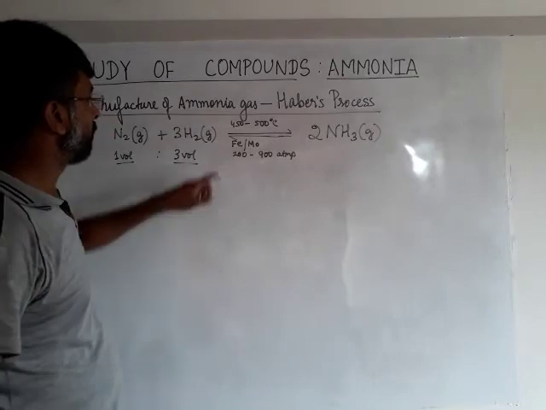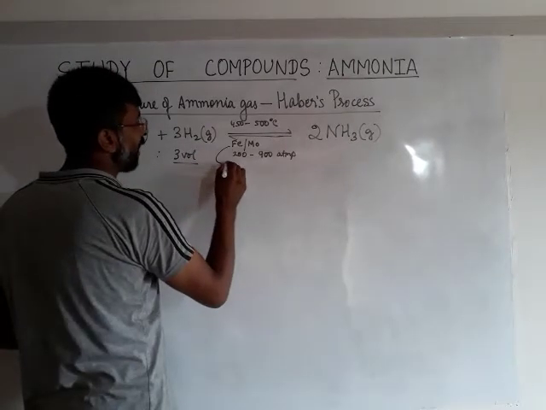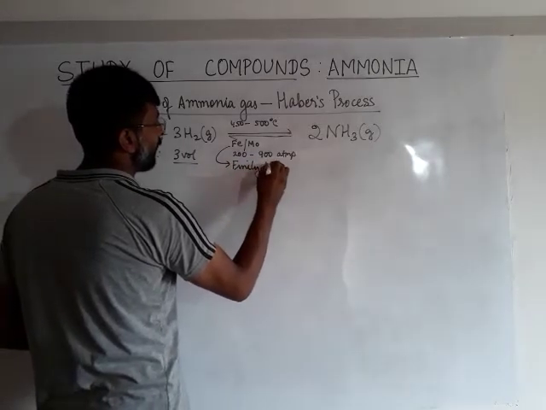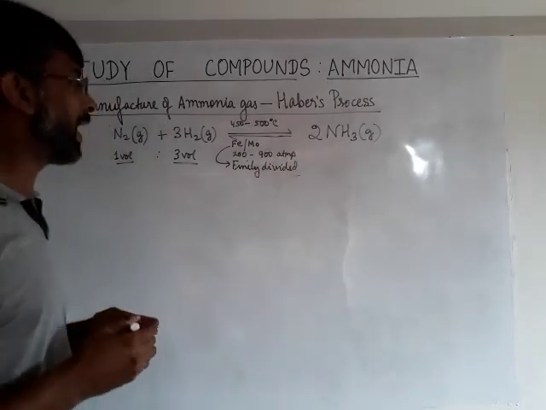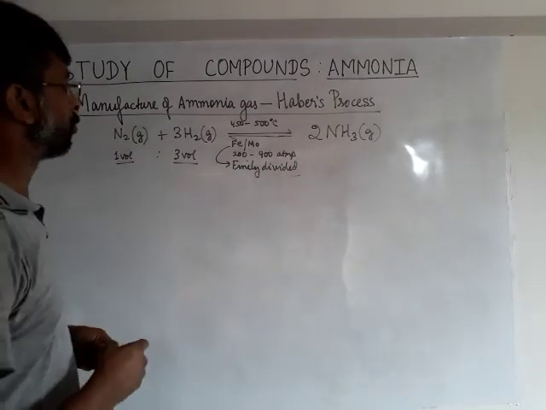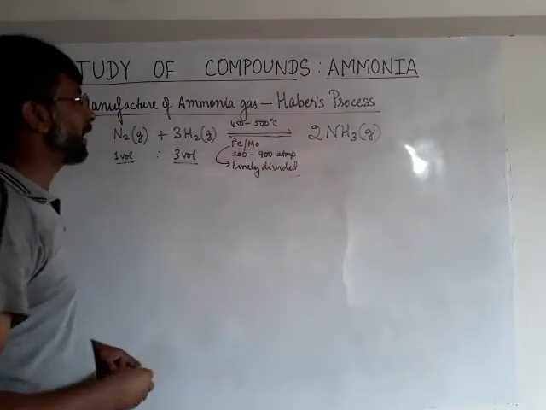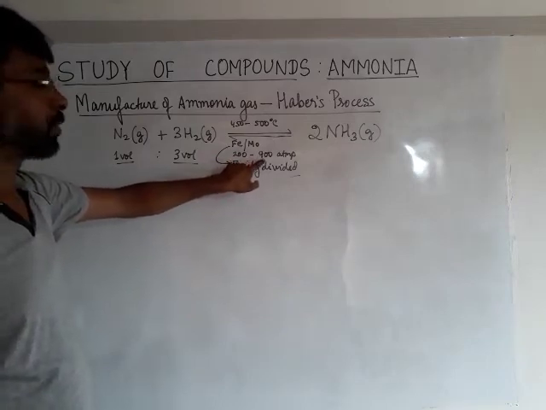The catalytic chamber contains finely divided iron. It is finely divided iron which is acting as the catalyst, and there is a promoter also. The promoter is molybdenum, and the pressure inside the catalytic chamber is 200 to 900 atmospheric pressure.